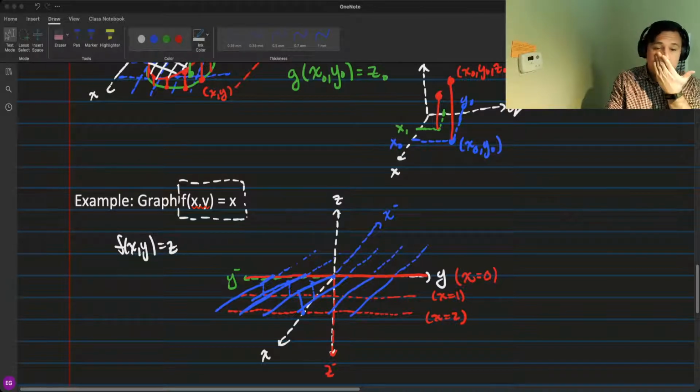Okay, my Mathematica's not showing up. What the heck? Okay, this is not working. There we go.